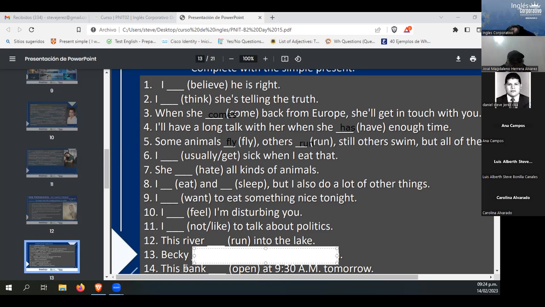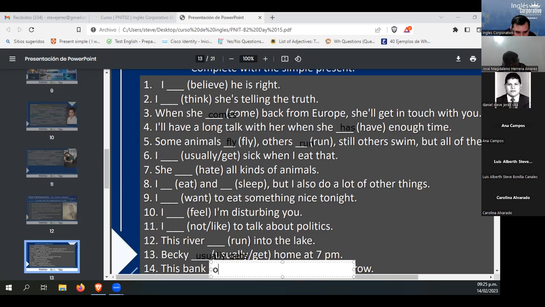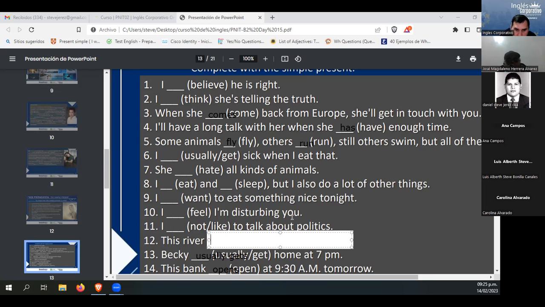In the last one, this bank opens. It just opens. Y ahí sería is. Solo runs. In, runs. This river runs. Runs with S at the end of this word. Runs.